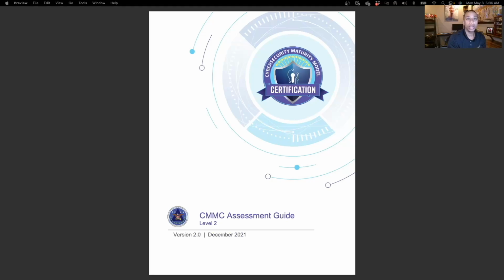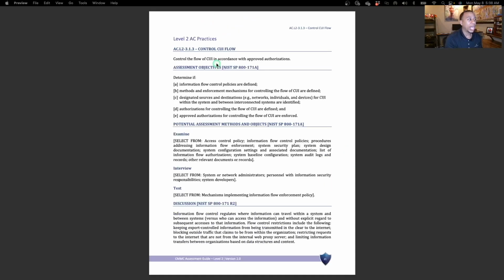The first two level 1 practices, 3.1.1 and 3.1.2, are located in the CMMC assessment guide for level 1. Now we've shifted over to the CMMC assessment guide for level 2. Although the assessment guide is separated into level 1 and level 2, the level 2 assessment guide does include all 110 level 1 and level 2 practices.